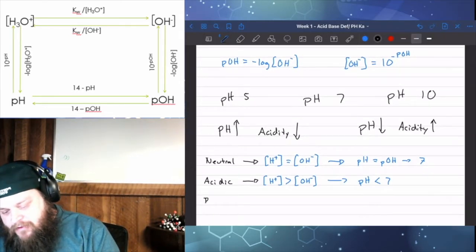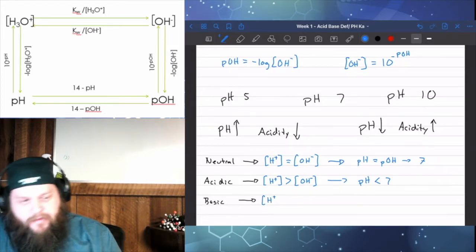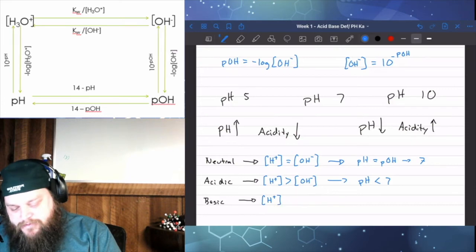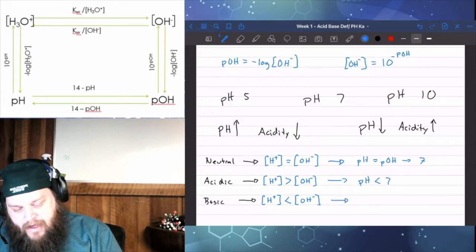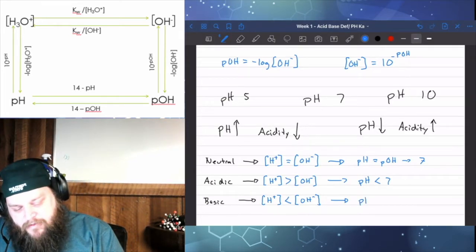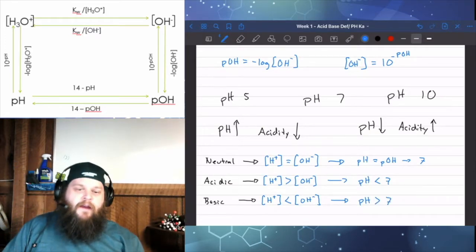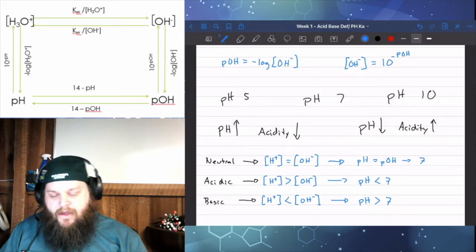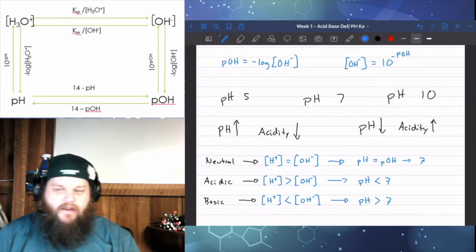And then that also means, of course, for something to be basic, we would say the concentration of hydronium, I always write H plus, but it's the same thing as H3O plus, is going to be less than OH minus. So we have more base in there than acid. There's more OH minuses floating around in there. And that means the pH is going to be greater than 7. So that's a way to define whether it's neutral, acidic, or basic. And anything right around 7 is usually neutral because you're not going to get a lot of acid-base reactions there.